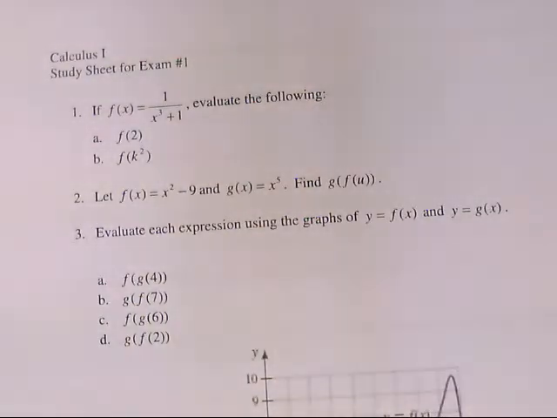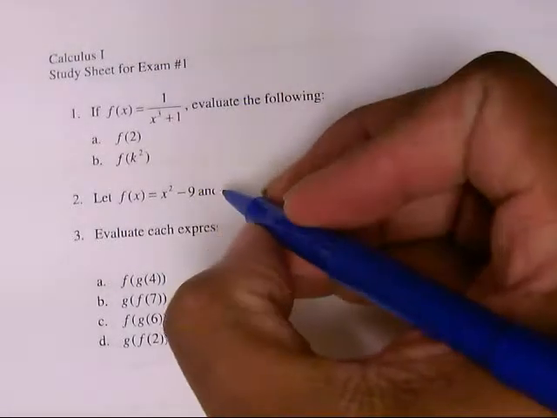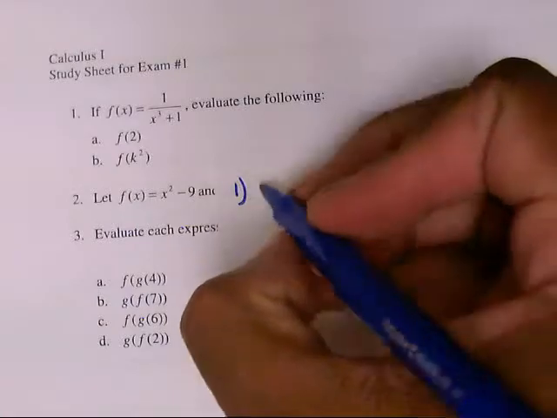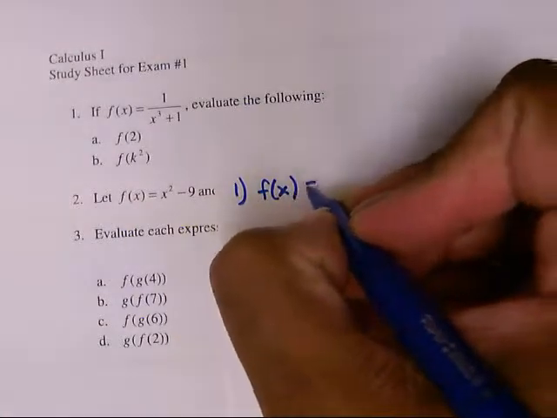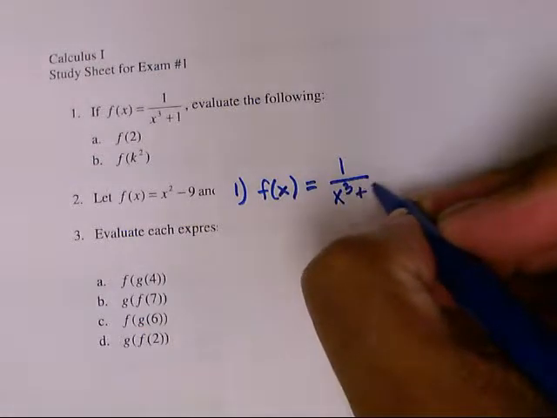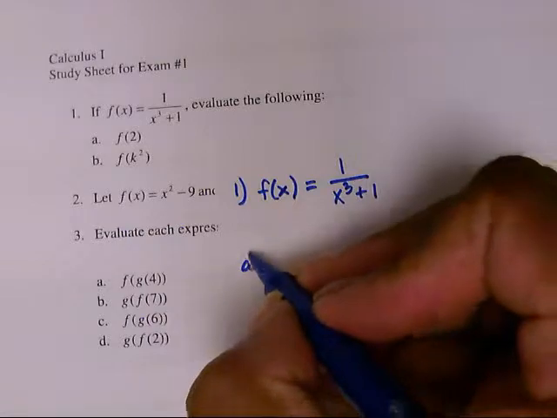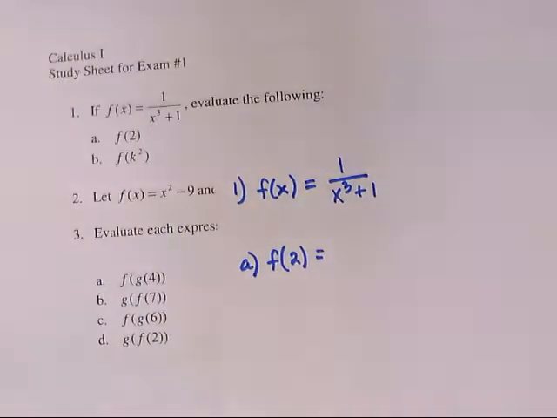Here we got, if f of x is equal to 1 over x cubed plus 1, you want to evaluate the following. In part A is f of 2, part B, f of k squared. So in this case here, I'm going to write the function f of x is equal to 1 over x cubed plus 1. So in part A, we're finding f of 2.